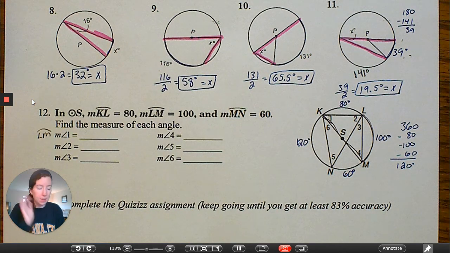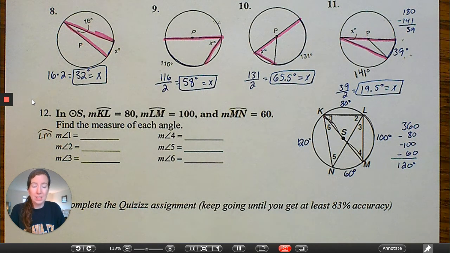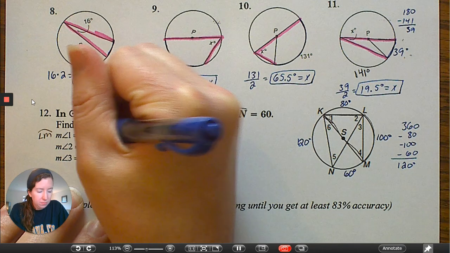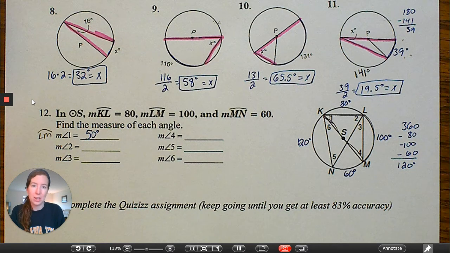I'm just writing that for myself. And if LM is 100, I know angle 1 has to be half of 100. Half of 100 is 50. If you get the hang of this, press pause, see if you can do it yourself, and then unpause me so you can check your work.